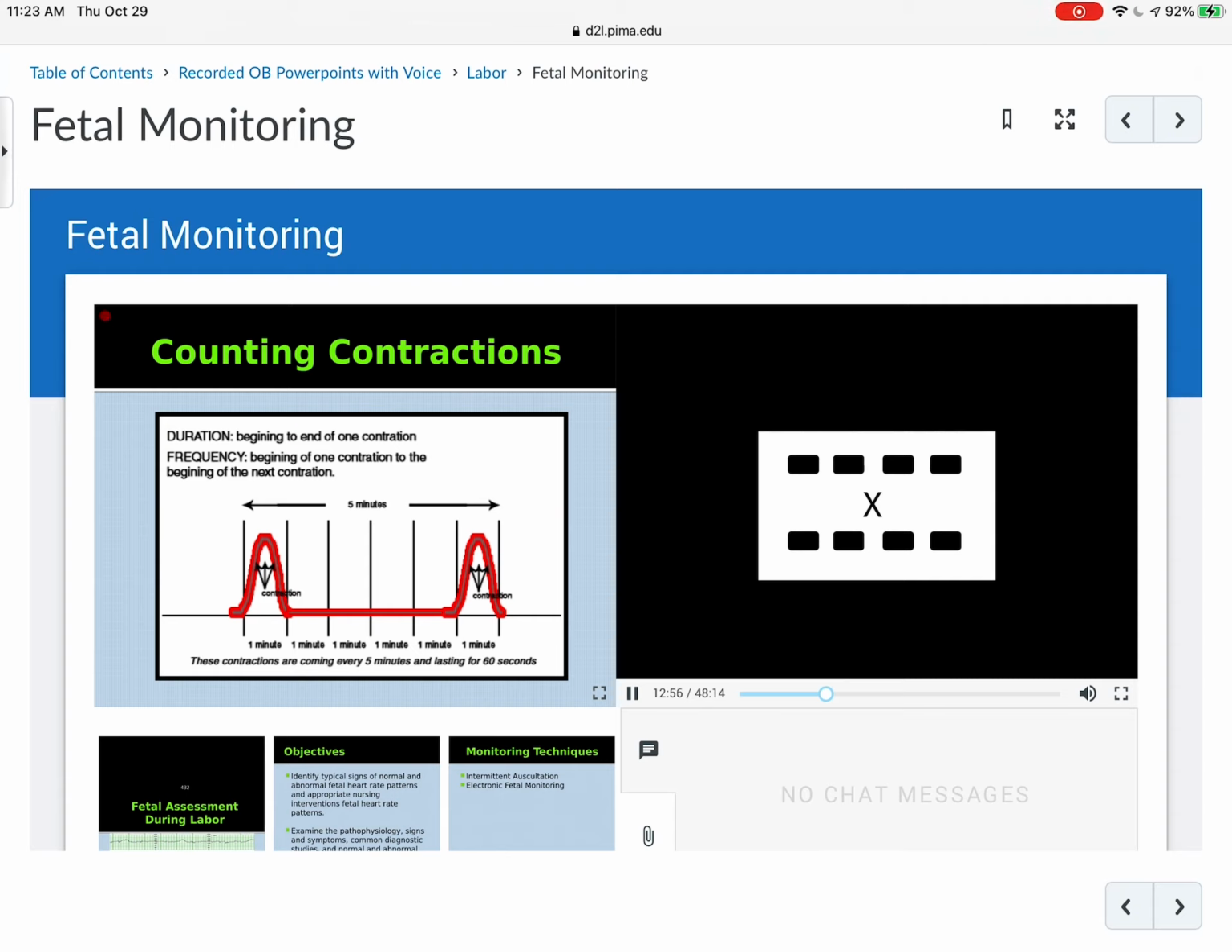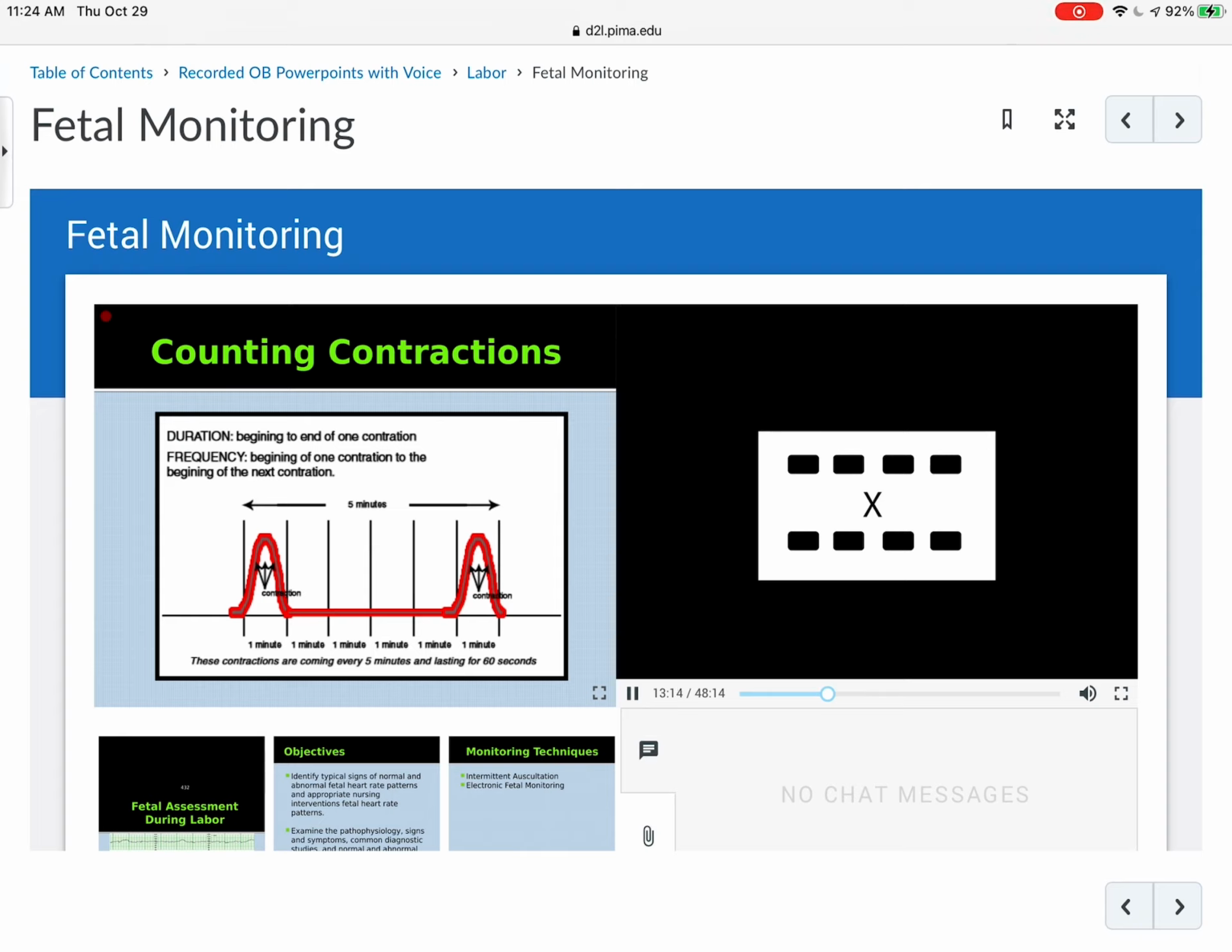So if this is a 1 minute interval right here, how do we time contractions? Well, we take it from the beginning of one to the beginning of the next, not from peak to peak and not end to end, from the beginning of one to the beginning of the next. So that first contraction on the left is starting.